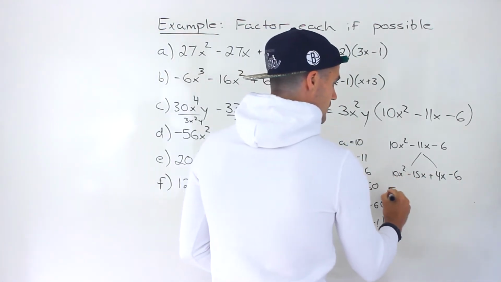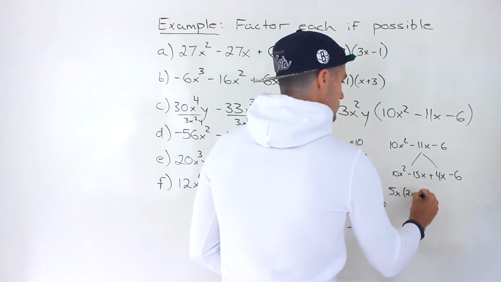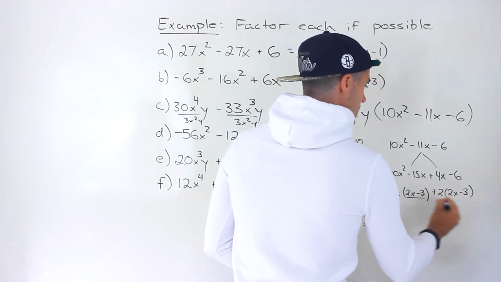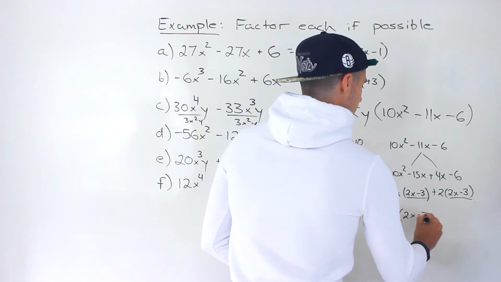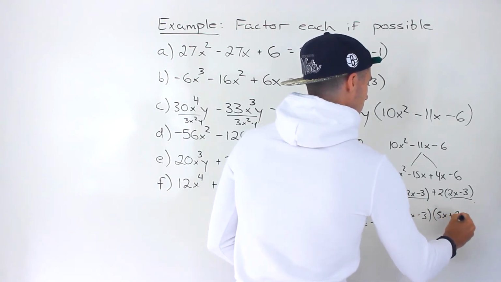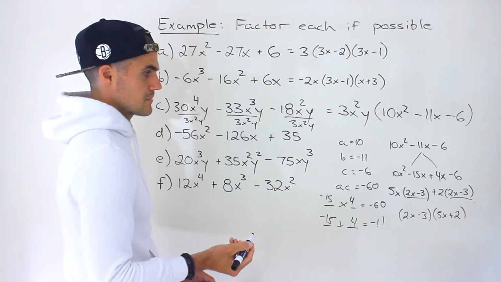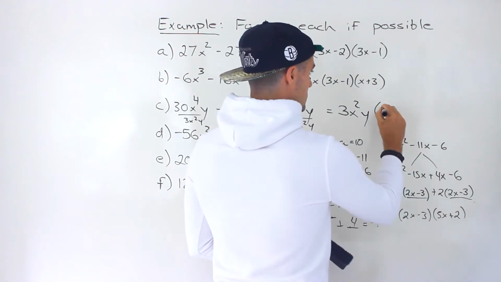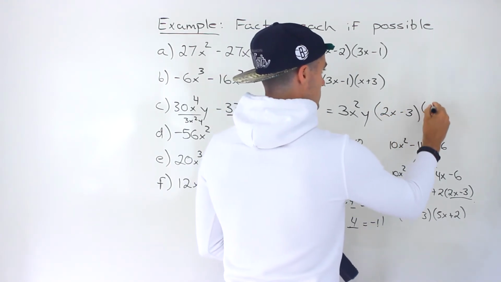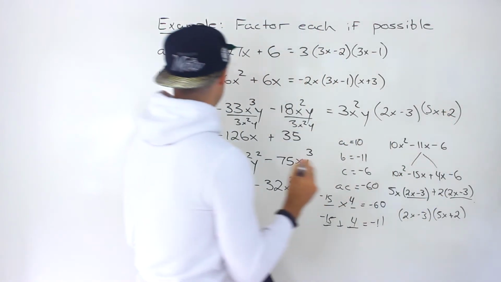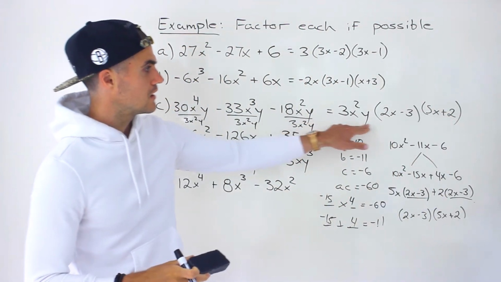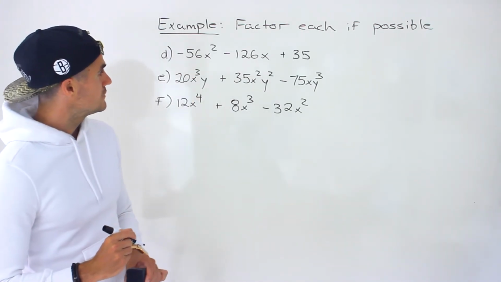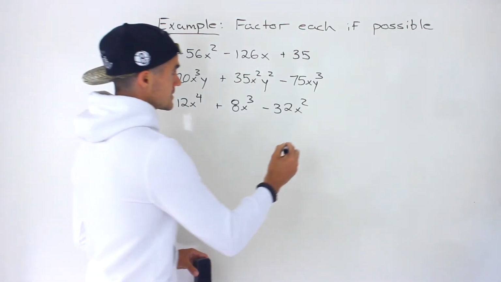From these two, we could take out a 5x, and we'd be left with 2x minus 3. From these two, we could take out a 2. Again, left with 2x minus 3. And we end up with that right there, 2x minus 3 times 5x plus 2. So this bracket over here factors into those two brackets like that, right? So for part C, we have that greatest common factor we took out, and then we factored that remaining bracket. Moving on to part D, we got negative 56x squared minus 126x plus 35.